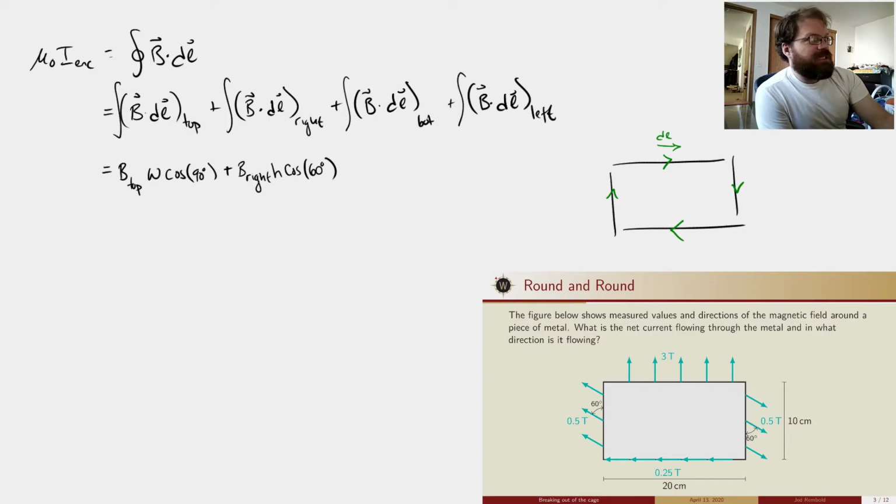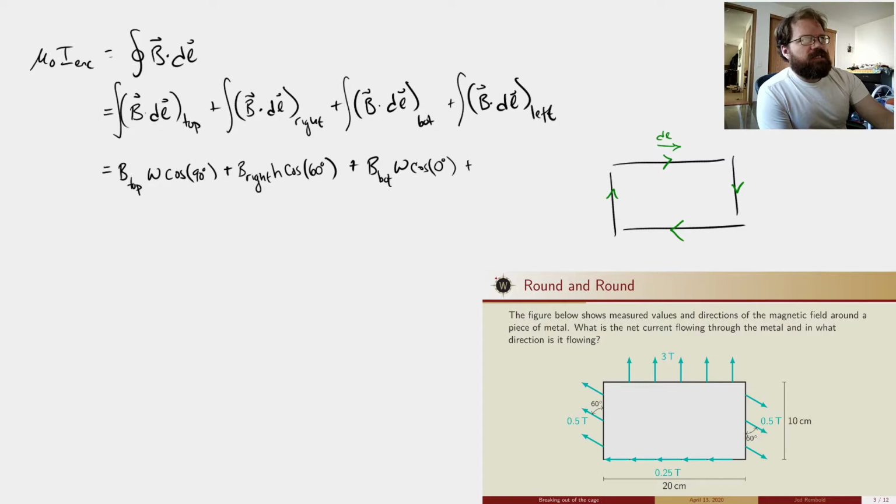Okay, and then we just keep on moving around. So on the bottom, we have B times the width again, because that's the length that we're traveling over. And on the bottom, the angle is, of course, just going to be 0 because they're pointing in the same direction. The B field's pointing to the left, and we are traveling to the left down there. So that would be a cosine of 0 degrees.